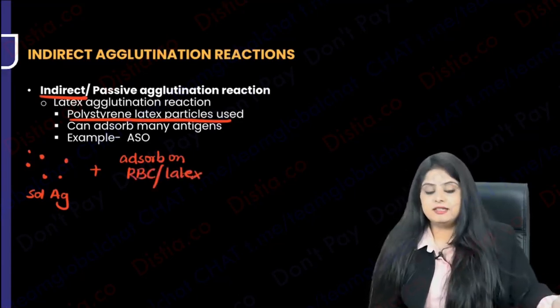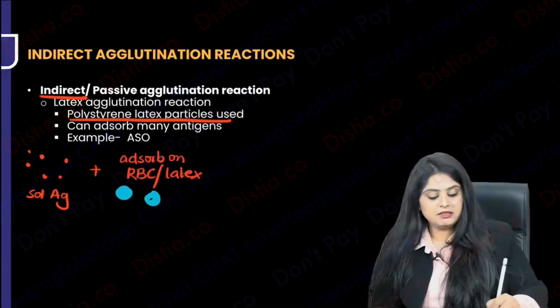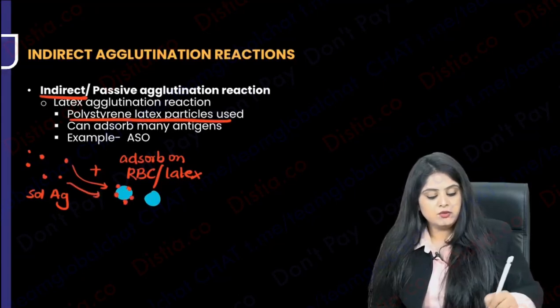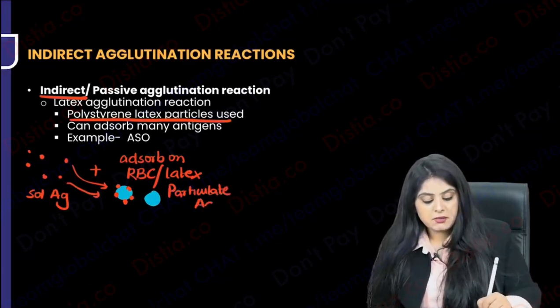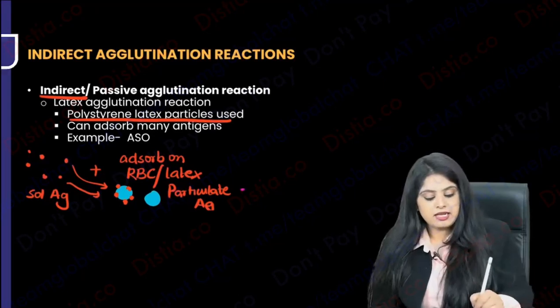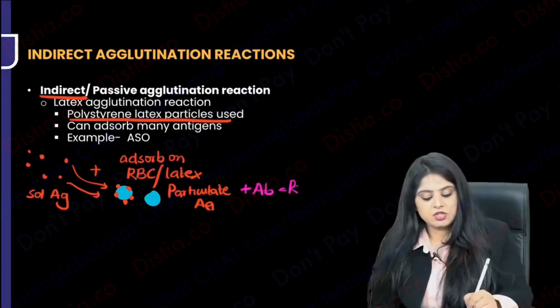I will either use latex. So for example, if these are latex particles, all these antigens that you have are going to come and get adsorbed over here. So now it has become a particulate antigen. Now if it has become a particulate antigen, I just have to add an antibody and the reaction shall occur.